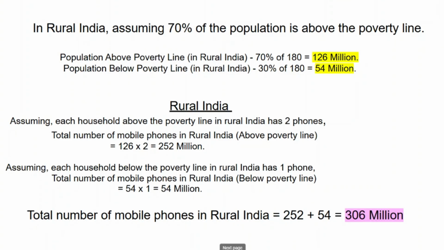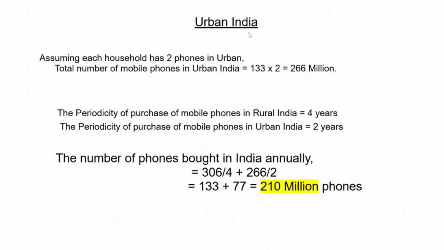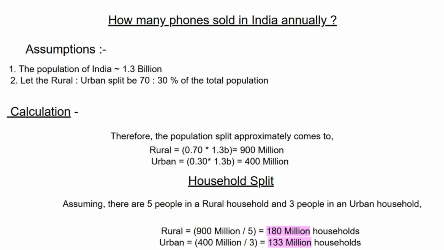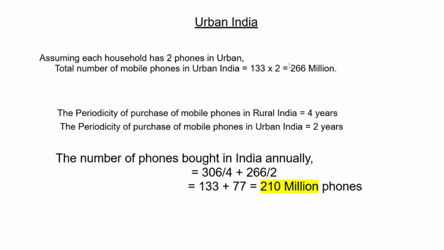We would also calculate it on the urban basis. Let's say on urban, because we have already assumed that there are three members in one household. So, on an average, we would not split it according to poverty line. In urban, we would assume that each household has at least two phones. So, 133 is what? It is the number of households in the urban section into the average number of phones per household. Let's say it is two. So 266 million is what? 266 million is the total number of phones in the urban section.